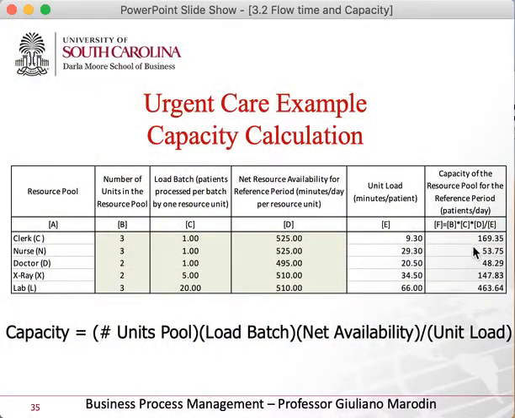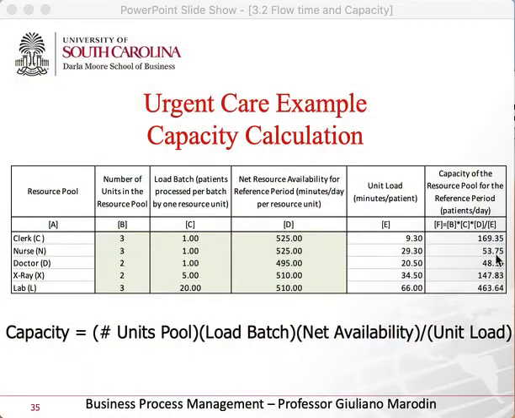Okay, so pay attention to that. I know that my clerks can process 169 patients. My nurse is 53. My doctor's 48. My X-ray 147, and my labs can process 463. Okay, so what is the capacity of this process, right? All the process together. How many patients can my urgent care process?